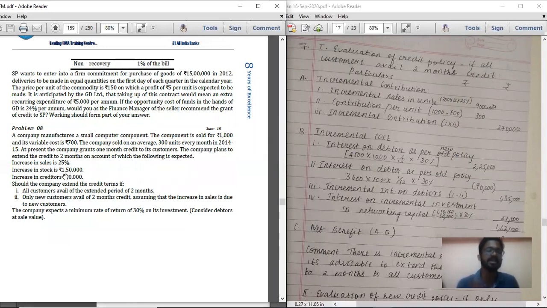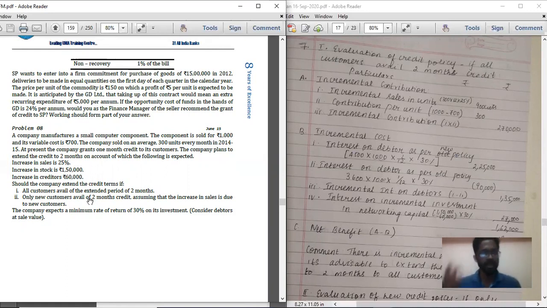The increase in sales is 25%. Increase in stock is 1,50,000. And increase in creditors is 60,000. When there is an increase in stock, that is, the closing stock to be maintained increases from the current position to the new position, the incremental cost is 1,50,000.